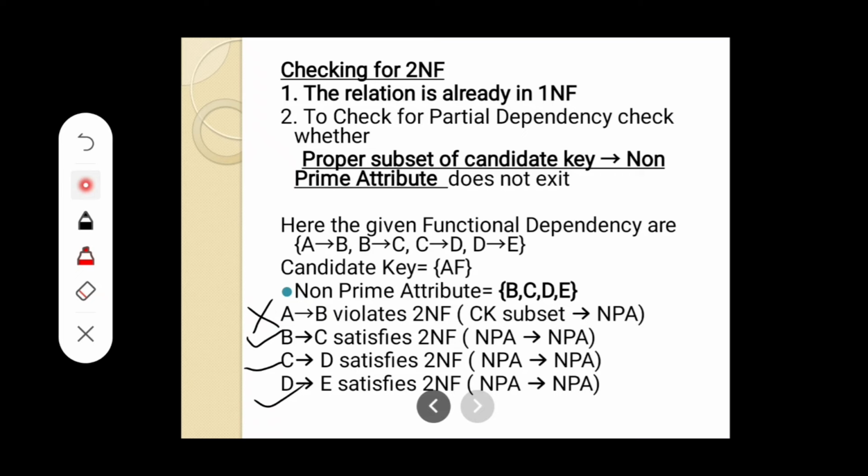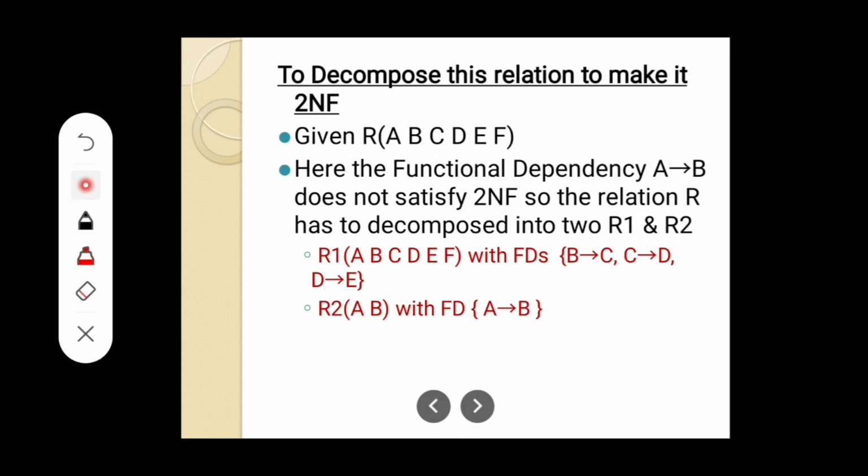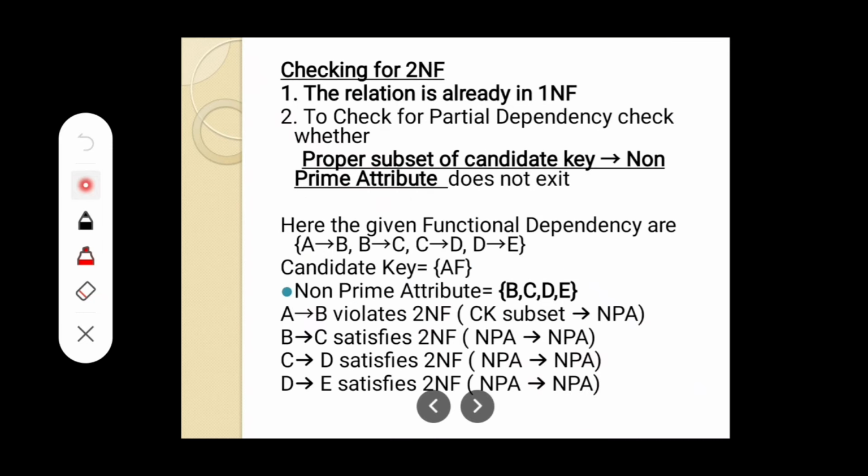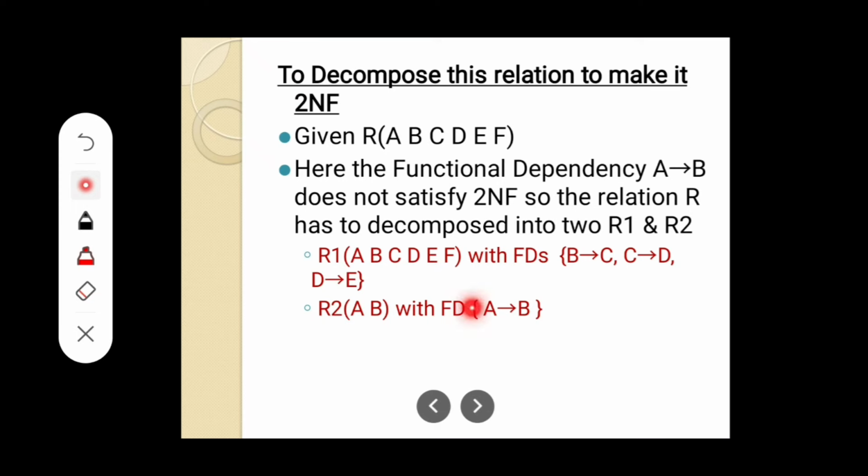How? That is our next step. The solution to make this relation into 2NF is that we have to decompose this relation, or divide this relation, into two. Okay, the first division will be having A determining B. Which functional dependency is violating this one? A determines B is violating. So that will be taken.